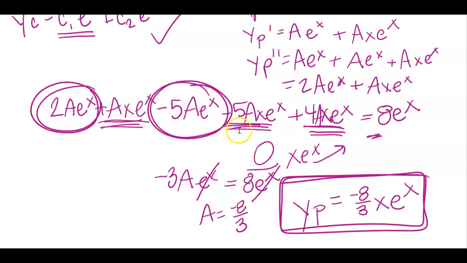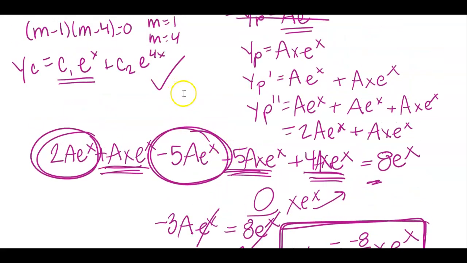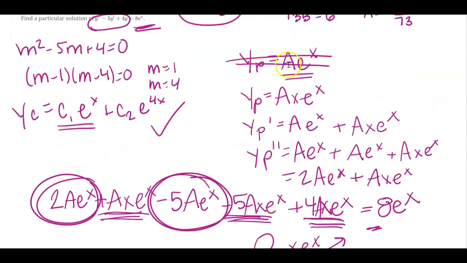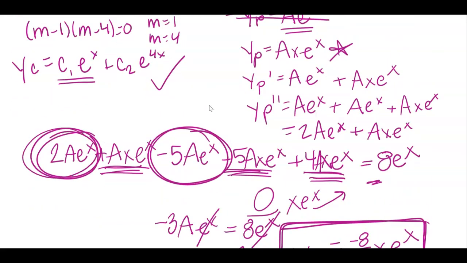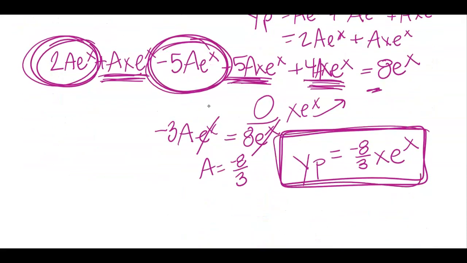And so if you have a time where your particular solution would be a repeat of something in your complementary function, this is kind of the trick to figure out where you would need to start so that you can have a linearly independent solution. And then notice, even though I have an extra x in there, when I do take the derivatives and plug them in, those things went away, right? So we're left with the ability to solve this for the particular solution in this form.